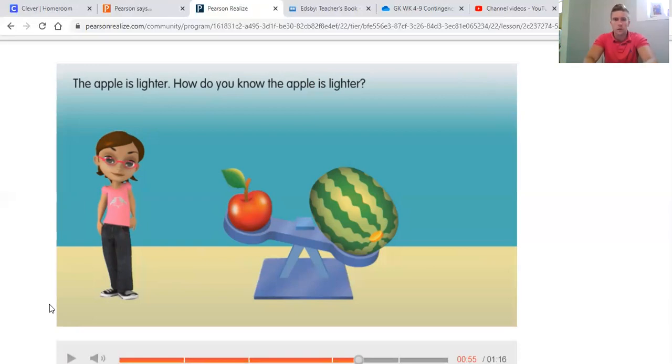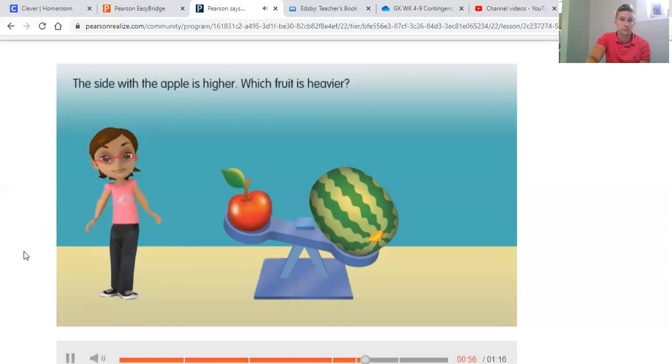Okay. Yes, I'm hearing some good answers. Someone said because the melon's bigger. Someone said because the melon is lower. Excellent, right? So the scale is not like this. It's not balanced. It's like this, right? The melon's at the bottom here. The melon is lower, which means the melon is heavier, and the apple's up high means it's lighter.